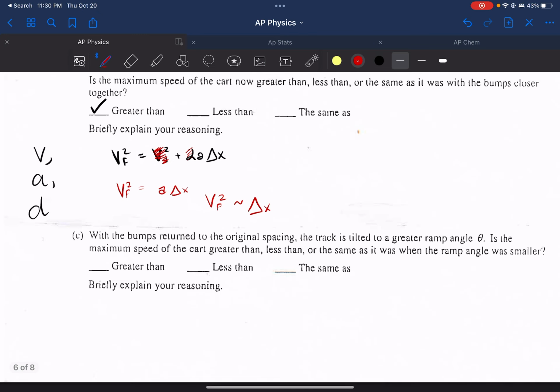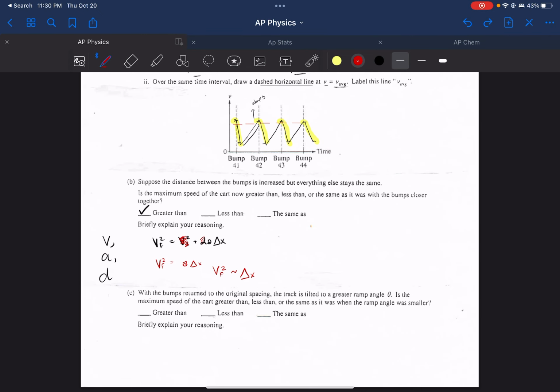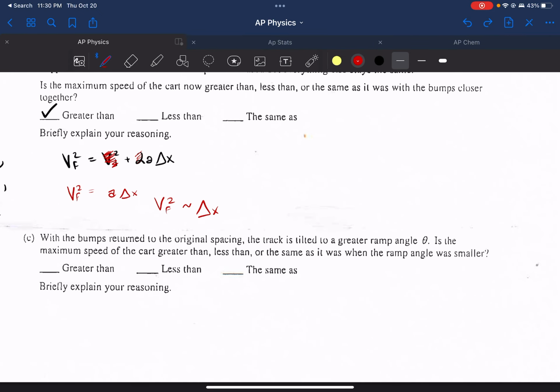Okay, would the bumps return to the original spacing, so back when the distance between one and one is D, the track is tilted to a greater ramp angle of theta. So they're making the track from this to like that, right? They're just increasing theta. Is the maximum speed now greater than, less than, or the same?